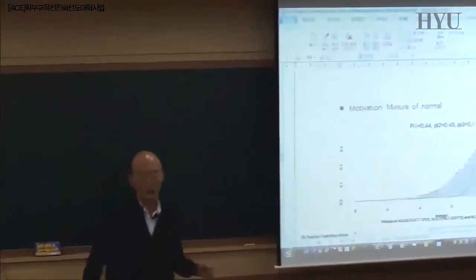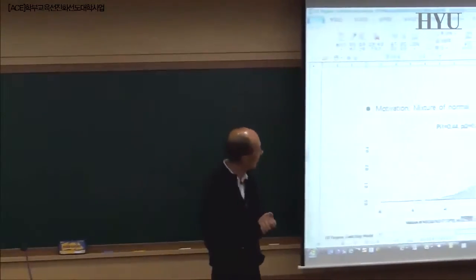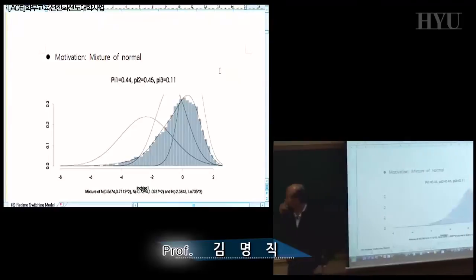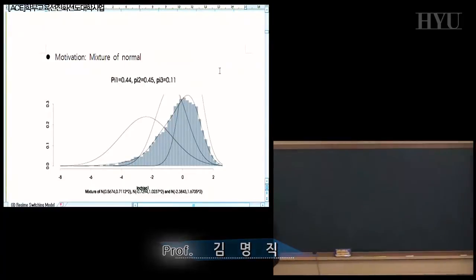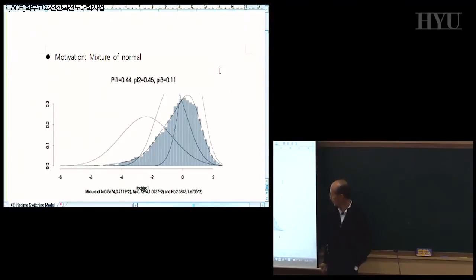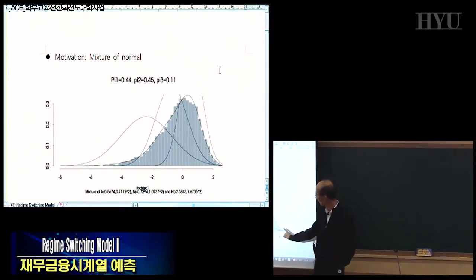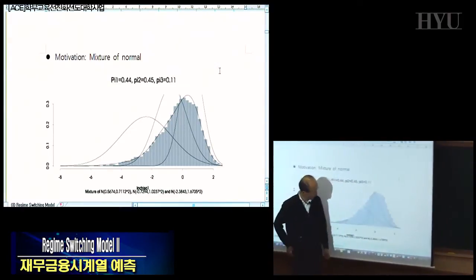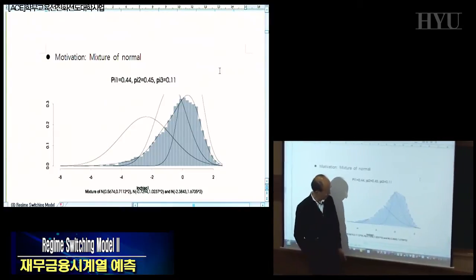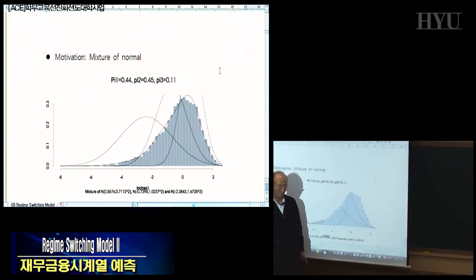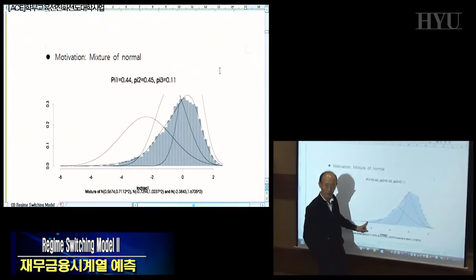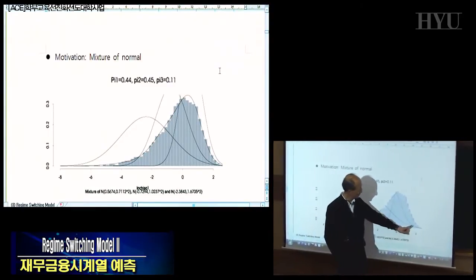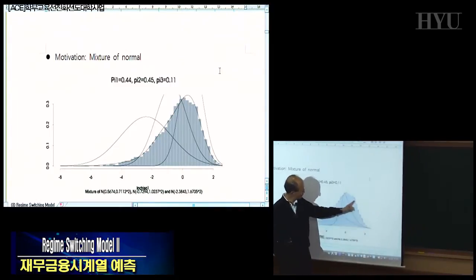Let's talk about the estimation problem of regime switching model. First, what I brought here is some histogram. And if you look at this histogram closely, it appears to be asymmetric, right? So it has a longer tail, right? Then what would be this distribution?